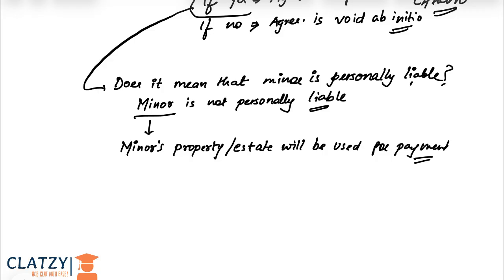So this concludes our discussion on the first incompetent party, which is a minor. Tomorrow we are going to look at the second incompetent party, which is person with an unsound mind.